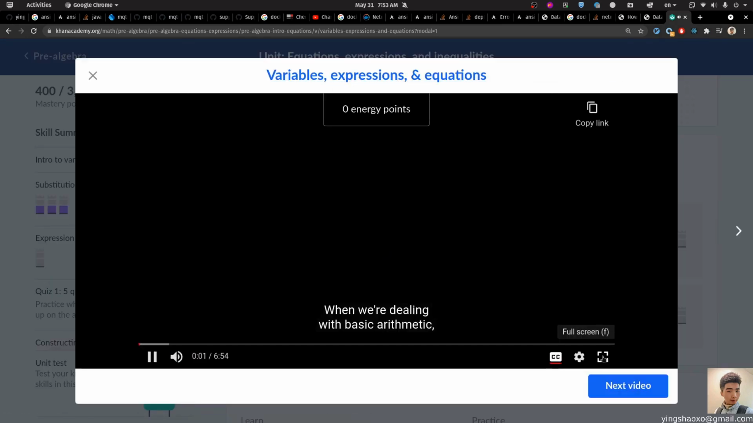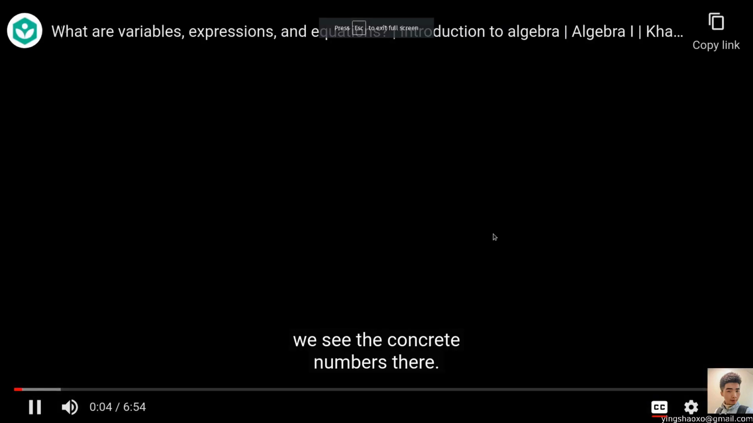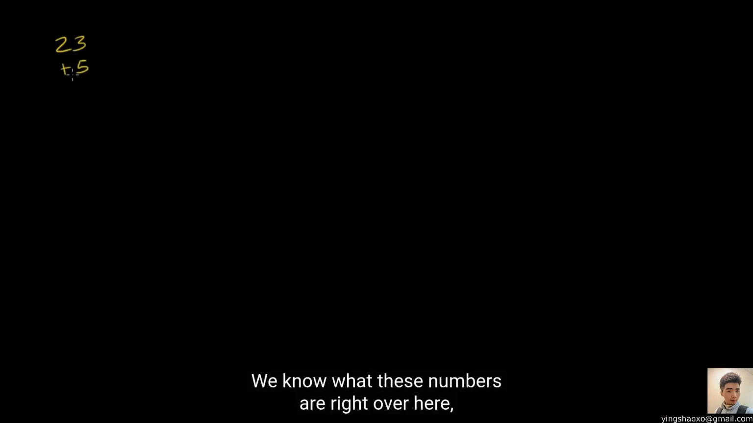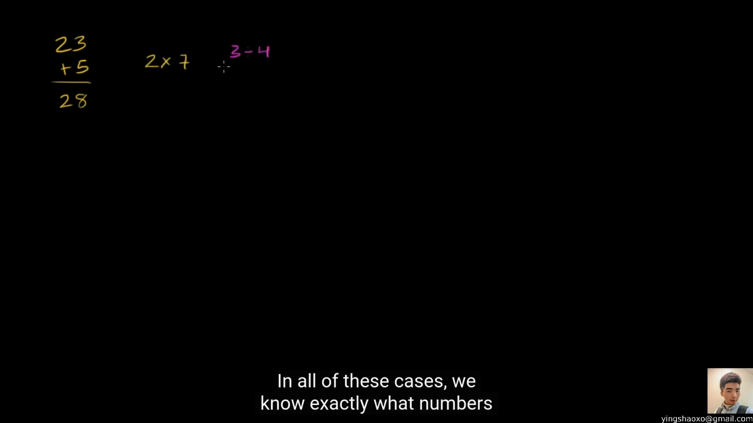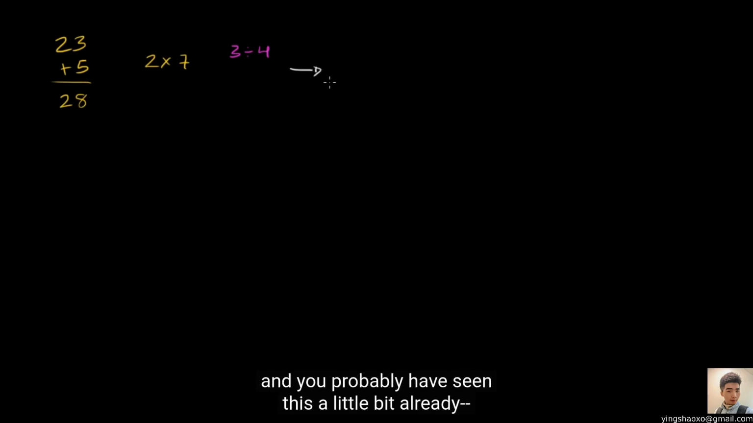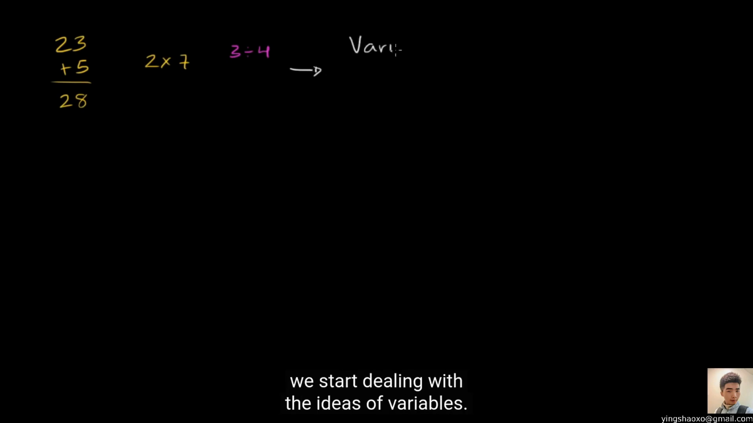When we're dealing with basic arithmetic, we see the concrete number there. It will be 23 plus 5. We know what these numbers are, right? We can calculate them. 28. We can say 2 times 7. We could say 3 divided by 4. In all of these cases, we know exactly what numbers we're dealing with. As we start entering into the algebraic world, and you probably have seen this a little bit already, we start dealing with the ideas of variables. And variables, there's a bunch of ways you think about them, but they're really just values in expressions where they can change. The values in those expressions can change.